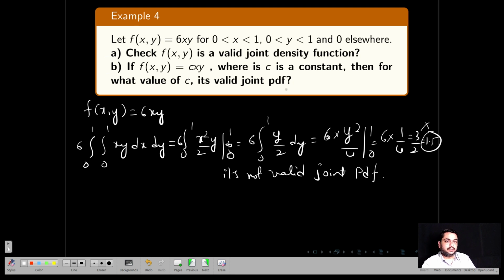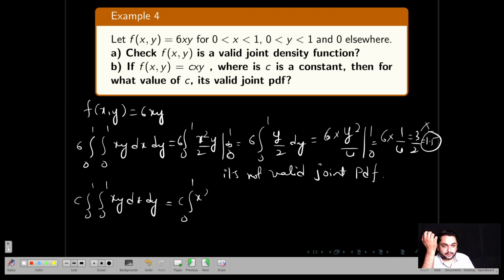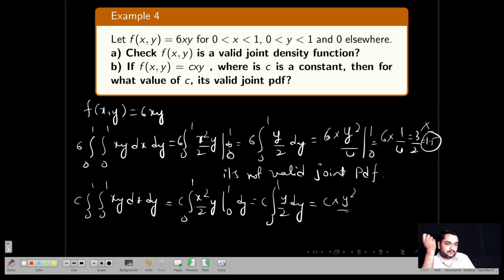In part B they are asking: if instead of 6 it is C, what is the C value so that it becomes a valid joint PDF? Okay, same thing. Let us integrate using this 0 to 1, xy dx dy. This will remain the same. Instead of 6 I will put C here. x square by 2 times y, 0 to 1, dy, equal to C, 0 to 1, y by 2 dy, is equal to C into y square by 4, 0 to 1, which is C into 1 by 4, and this should be equal to 1.